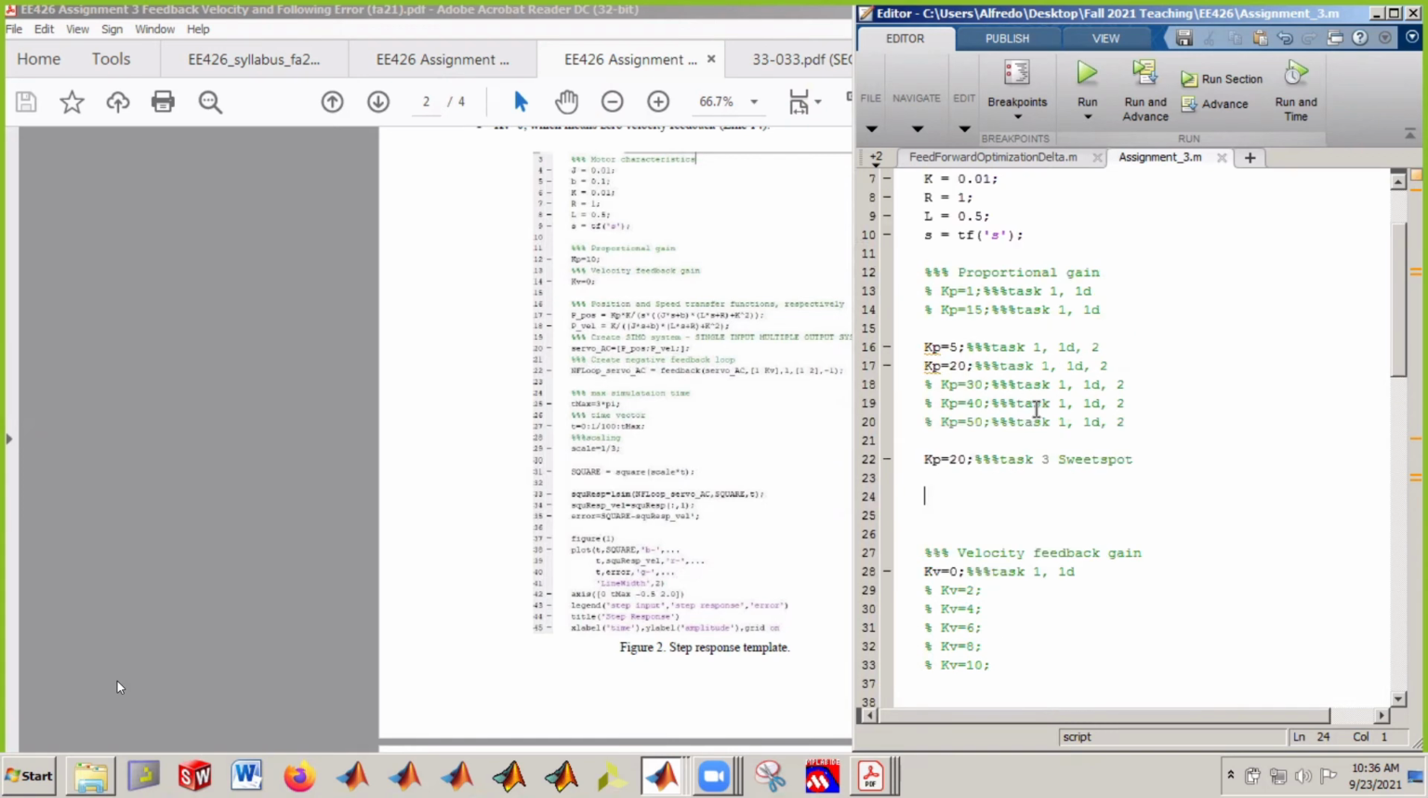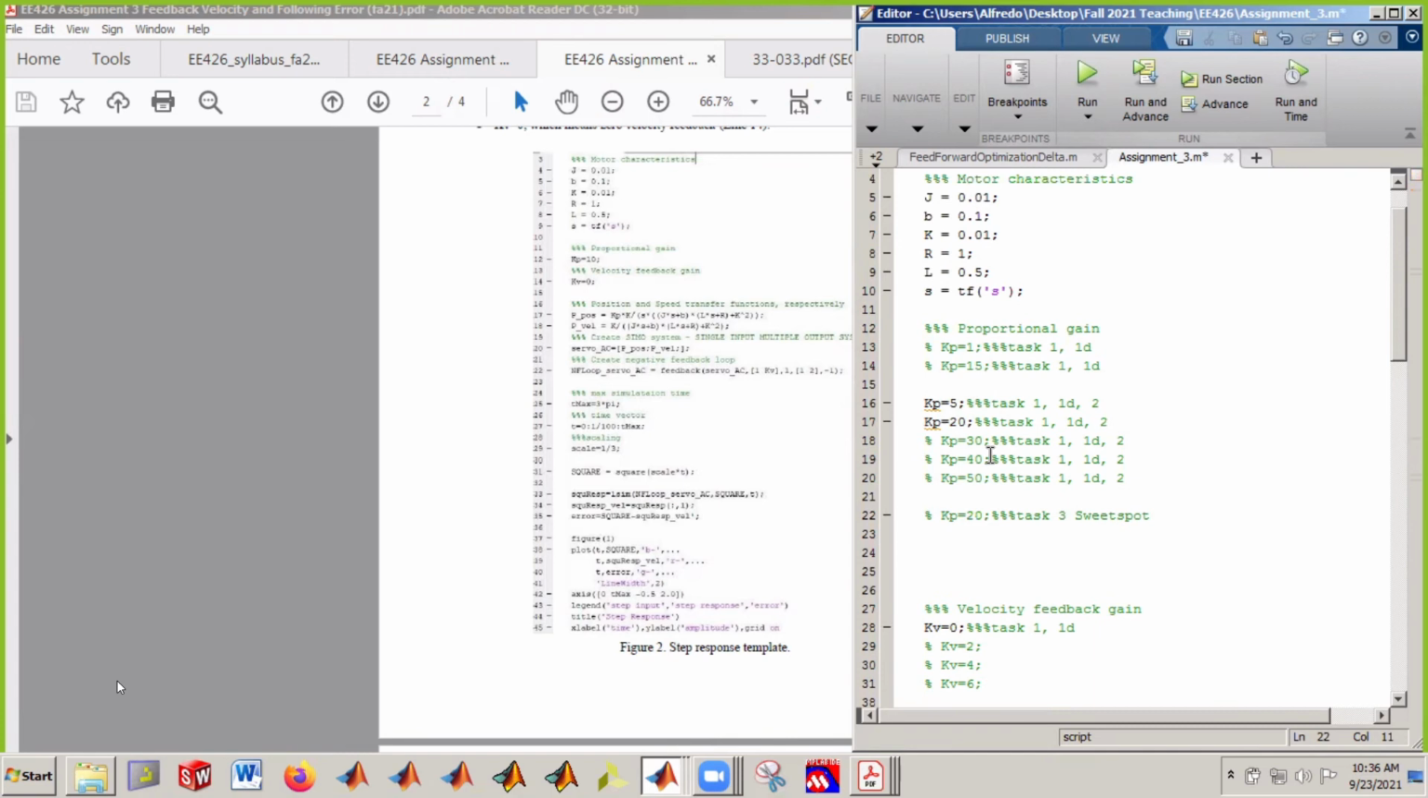All right, so today, right? Yes. All right. So let me give you a square wave, KV equals 0, KP equals 10. I think I had a 10 here.